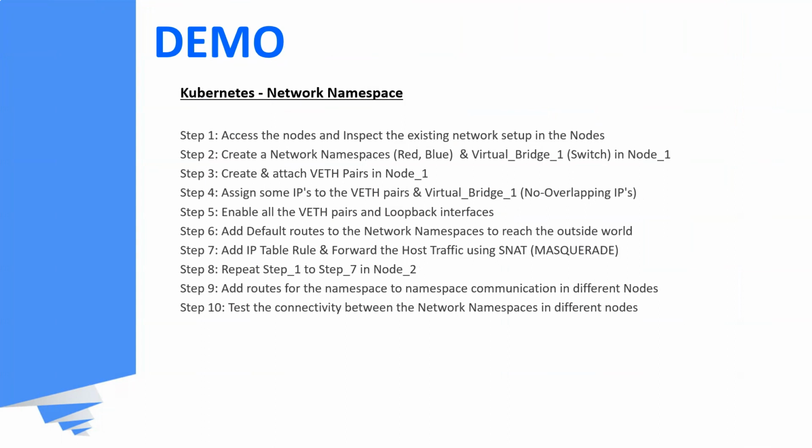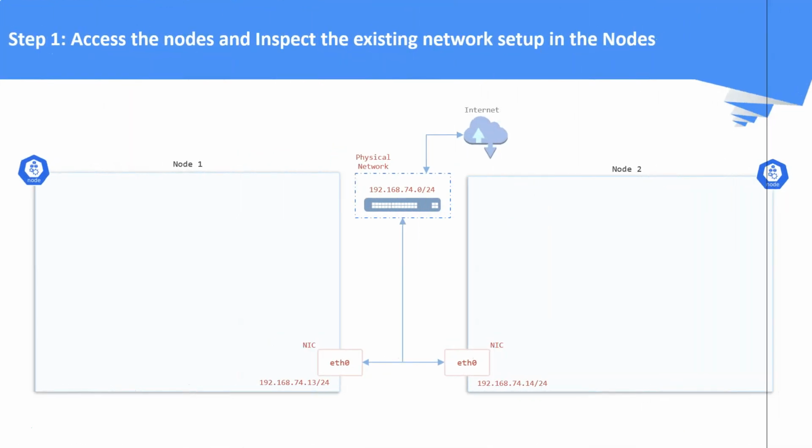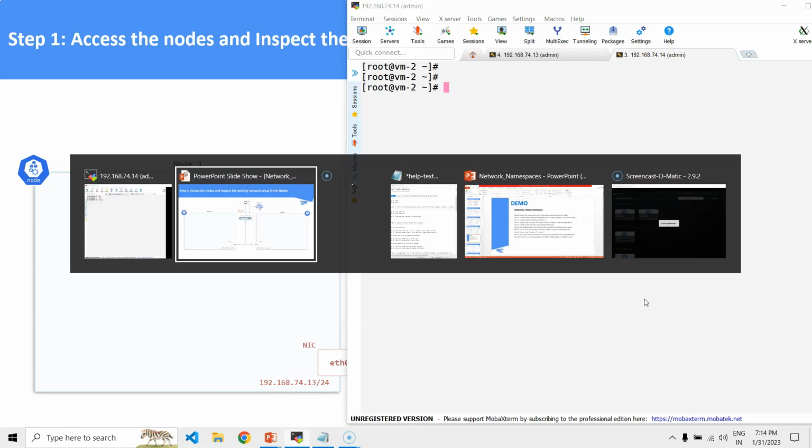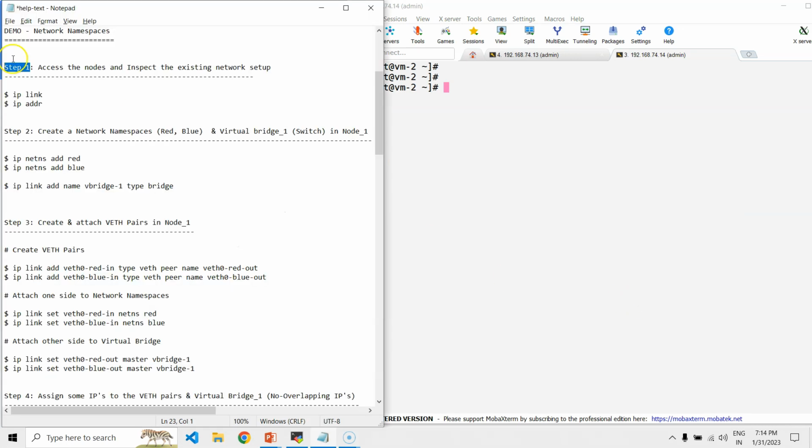Now we will see a demo on network namespaces. Step number 1. Access the nodes and inspect the existing network setup in Node 1 and Node 2. Node 1 and Node 2 are already connected to a physical network. Just to save time, we have consolidated all the commands in a notepad, and the same is available in the video description.